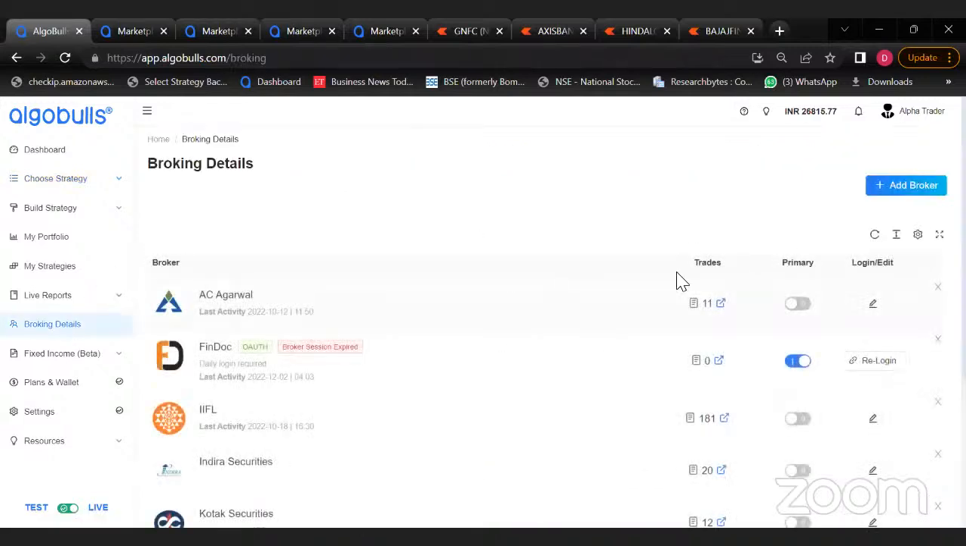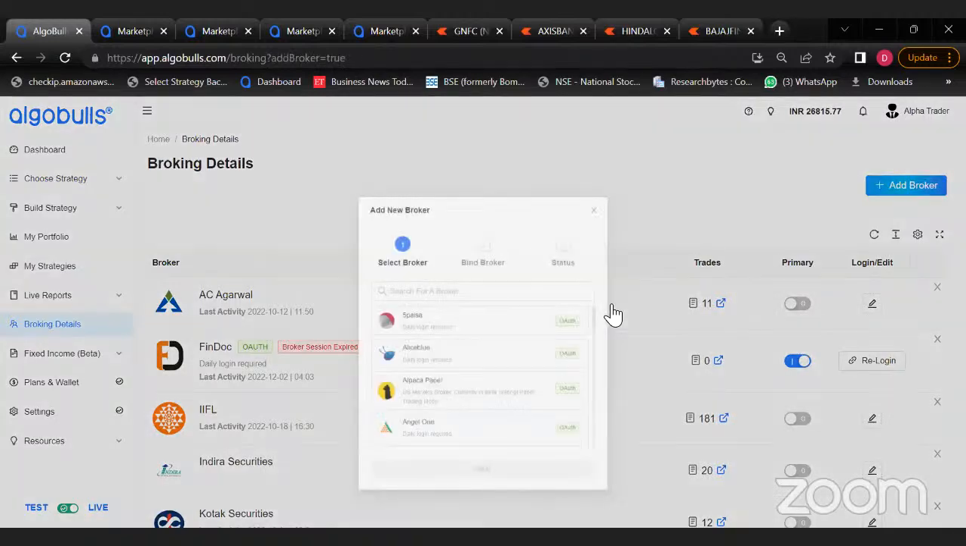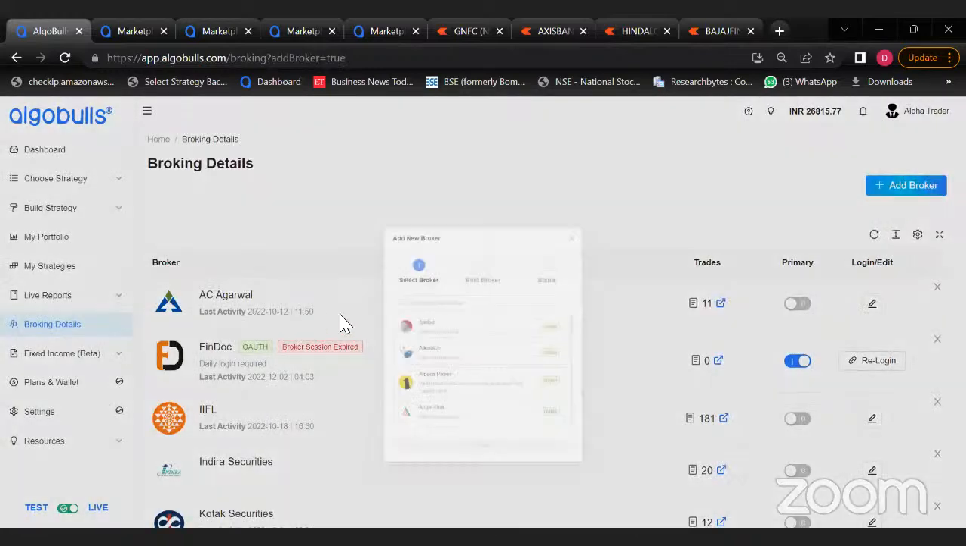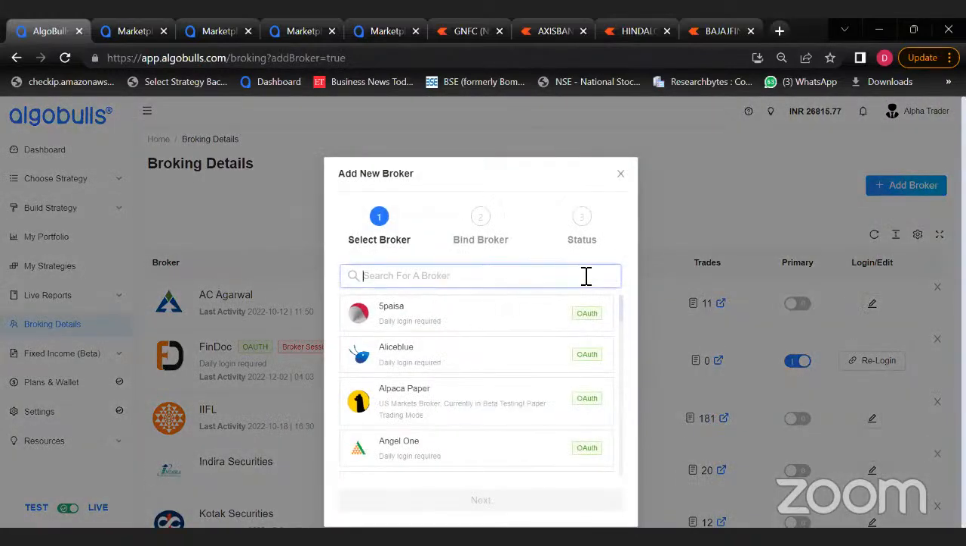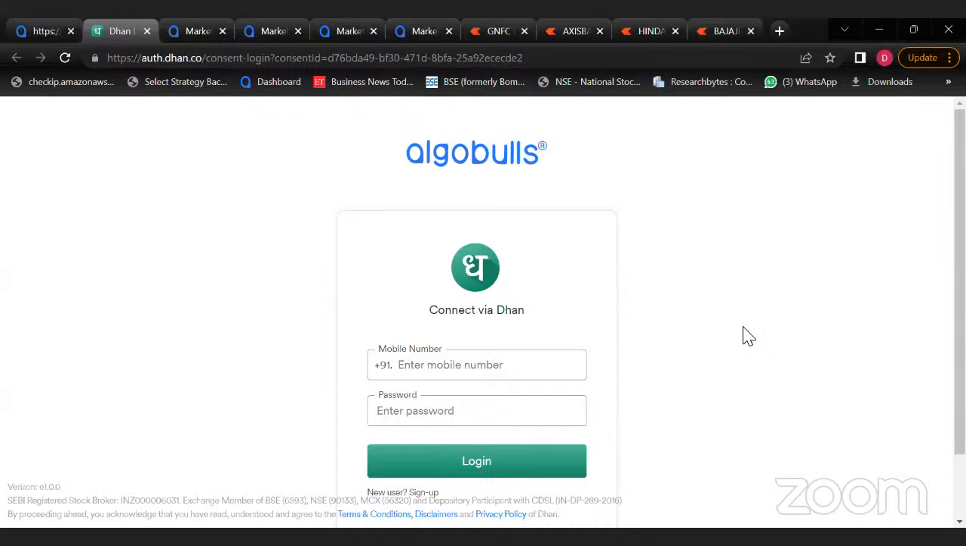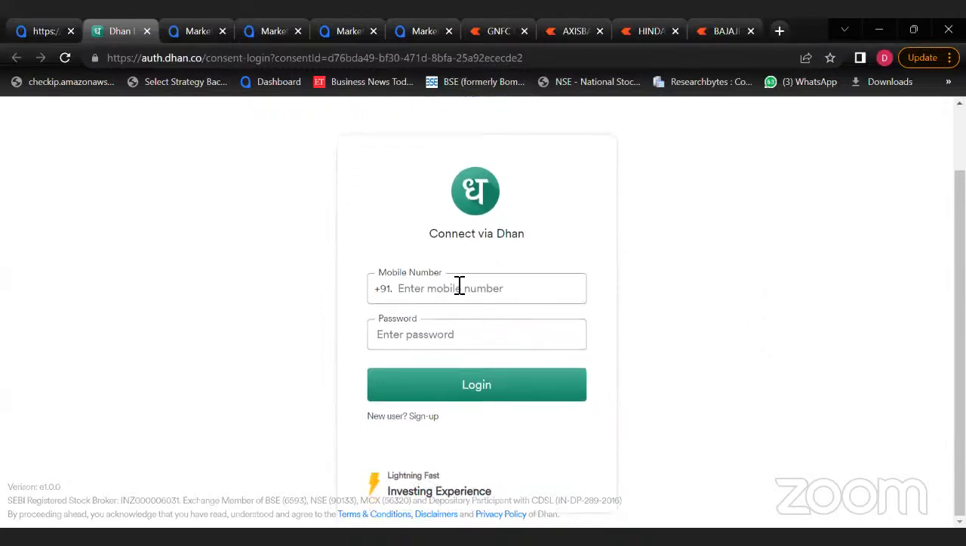Currently we won't have any sample account, but we'll definitely tell you how to bind. Let's click on add broker and select your broking house, then click on next. It will take you to the broking house website, not Algo. Over there you need to log in with your mobile number and password. Once you log in, it will redirect to Algo, and it will say it is successfully added.